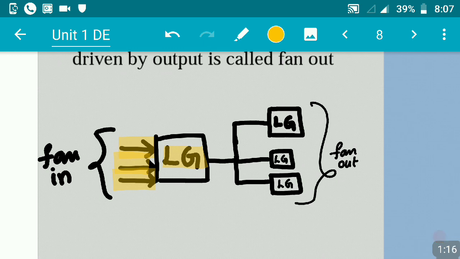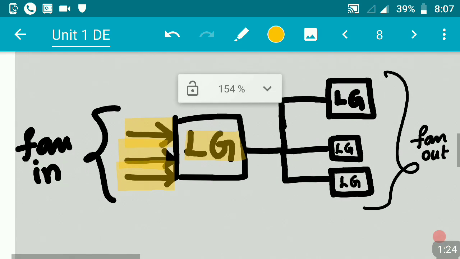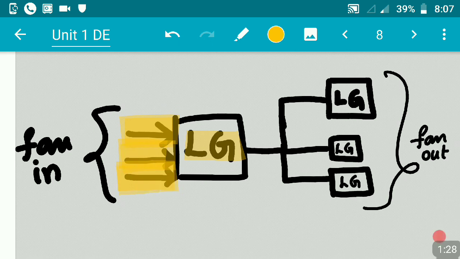When we come down to understand the definitions of fan in and fan out, we speak in terms of a logic gate only. Fan in is the number of inputs that a logic gate can handle. Very simple definition, right? The number of inputs that can be handled by a logic gate is what we call fan in. Then, what do you mean by fan out?